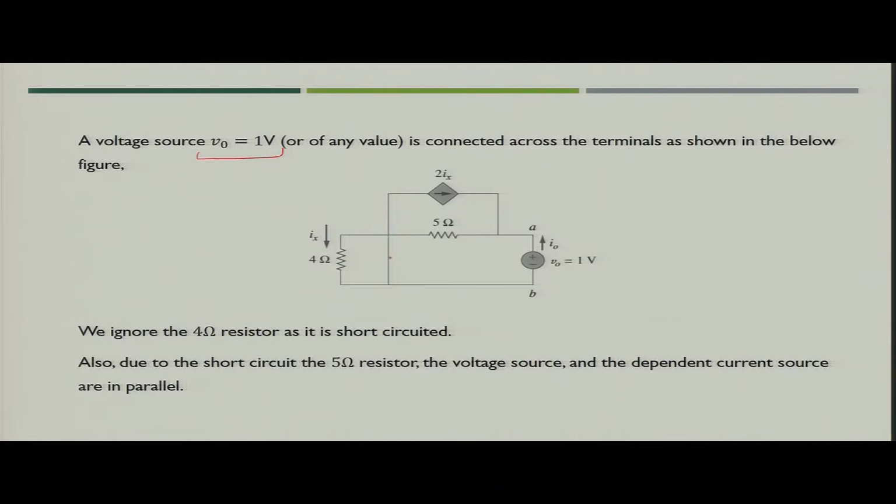So, what happens when you short circuit a resistance? That means the current flowing through the resistance will be 0, because the short circuit has the least resistance and the whole current will pass through the short circuit wire. That means the value of Ix would be equal to 0.